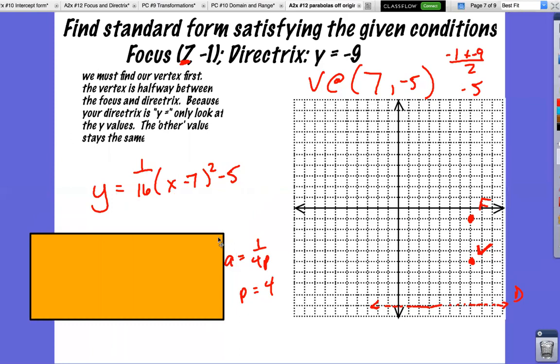Again, to find your vertex first, the vertex is halfway or the midpoint between the focus and directrix. Because your directrix is y equals, only look at the y values, the other value stays the same. So your x value has to stay the same.